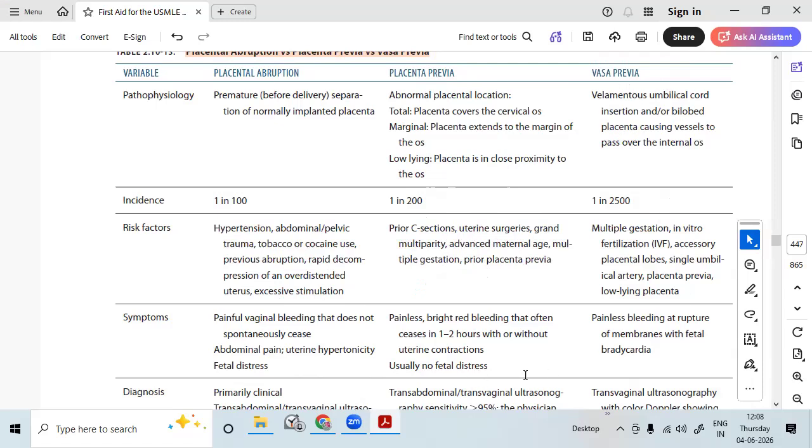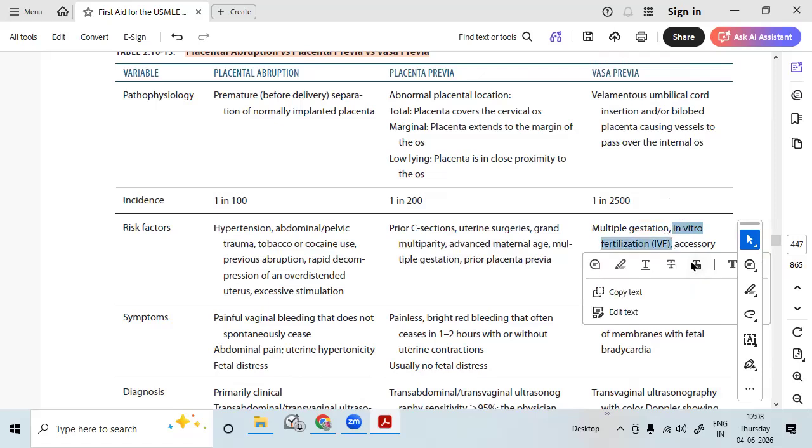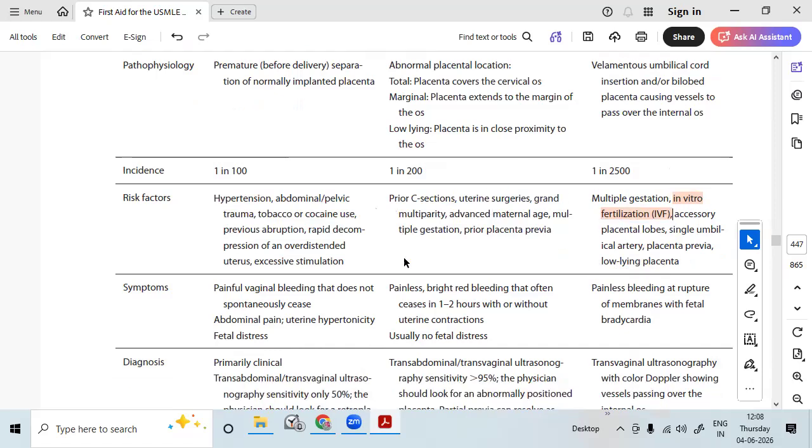Vasa previa: the risk factors are multiple gestation, in vitro fertilization, accessory placental lobes, single umbilical artery, and placenta previa is a risk factor for vasa previa and low-lying placenta. So these two are interconnected in some sense.